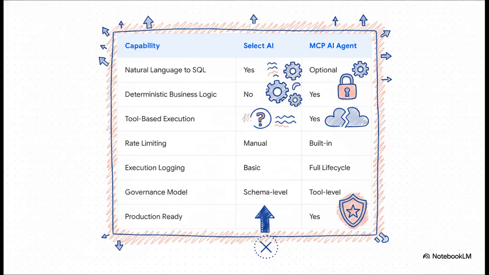How about the governance model? With Select AI, it's pretty broad at the schema level, kind of like giving someone the keys to the entire building. With the MCP agent, it's at the tool level, which is like giving them a key to one specific office, much more controlled. And look at the logging, basic versus full lifecycle. All of this adds up to why the MCP agent is truly ready for prime-time production AI assistance, while Select AI is really more for that exploration phase.